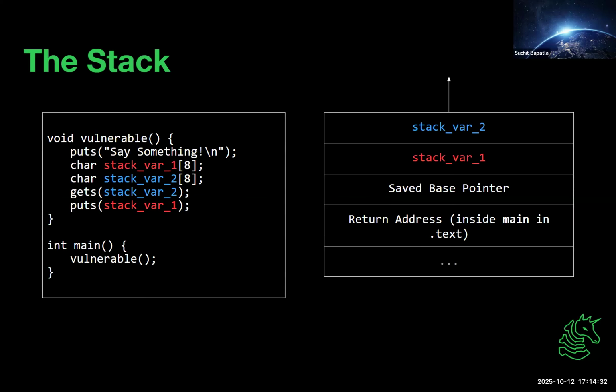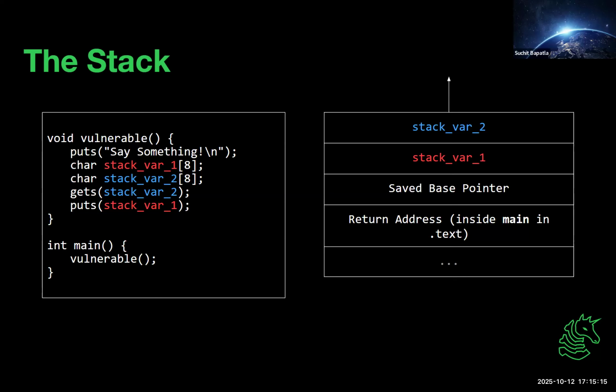So let's say we have a function like this, this vulnerable function. It allocates, I guess, 2 arrays of 8 characters onto the stack, and then it gets input from the user to put values into the second array, the one that's at the top of the stack, and then it prints the value of the first array. Does anyone see what might be an issue, or what might be unintended here? Does anyone have any ideas?